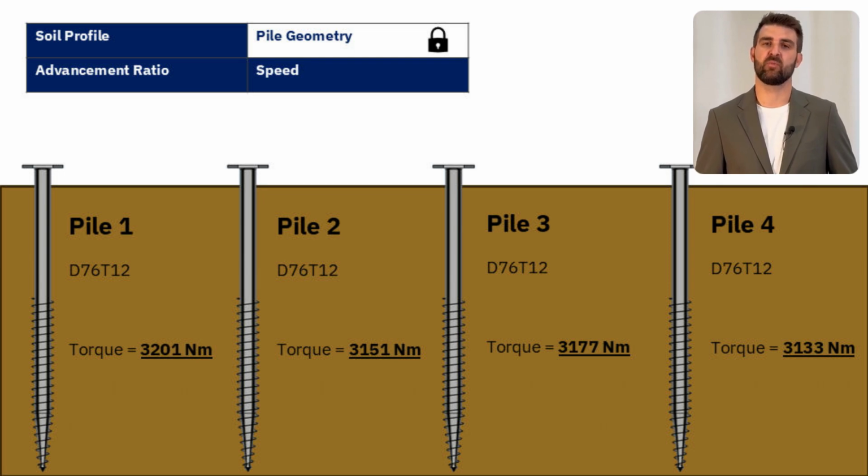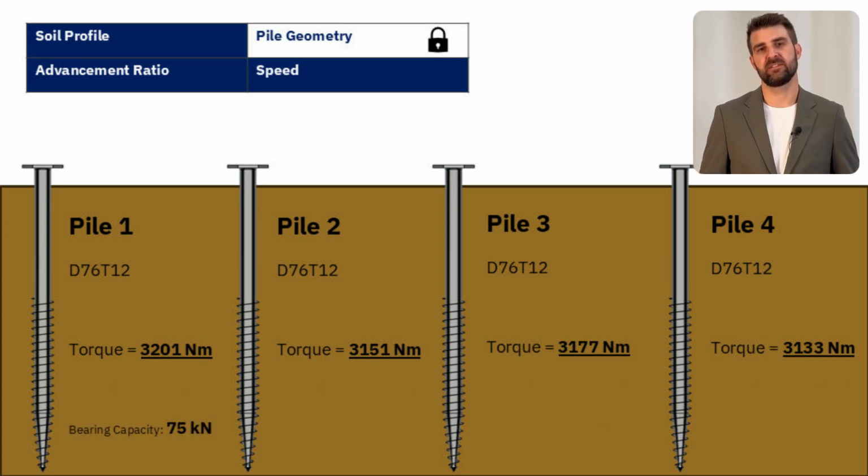So we are going to look at why we can't just rely on our torque measurement, even though it might be measured with a proper, isolated and calibrated instrument, and why we need to monitor the other parameters also during installation. The 4 piles here are all the same type, with a diameter of 76 mm and a T12 thread. They all had the same torque measurement of around 3,200 Nm during their last rotation.